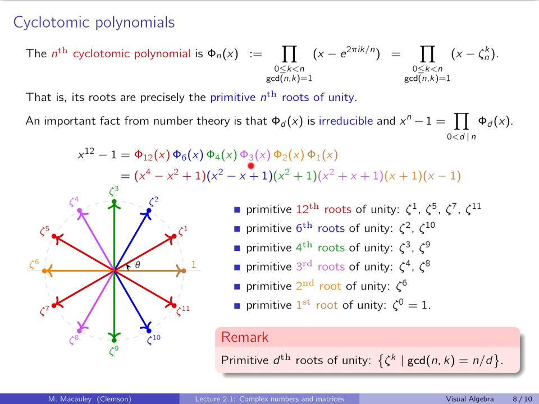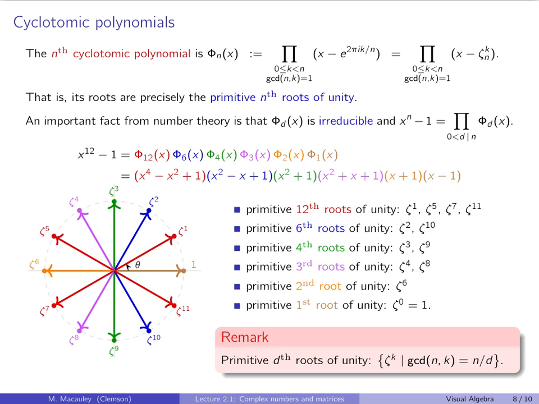Phi 3 of x. These are the primitive 3rd roots of unity, which are zeta to the 4th and zeta to the 8th. We've seen this polynomial before. Then there's phi 2 of x and phi 1 of x. Phi 2 of x, again, is x plus 1. There's exactly one of these whose square is 1, that's not equal to 1. And there's one of these that is equal to 1.